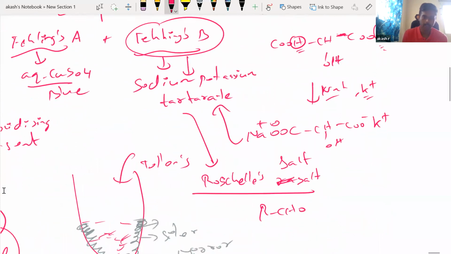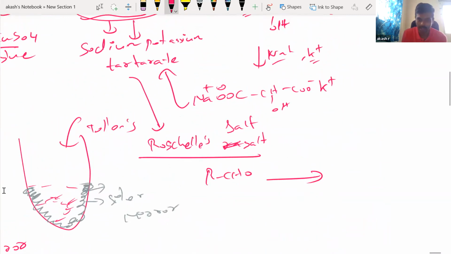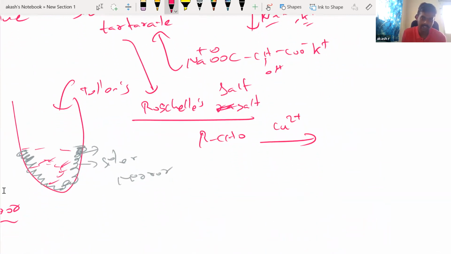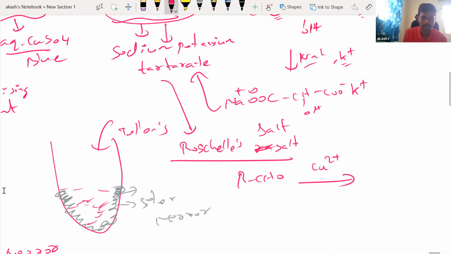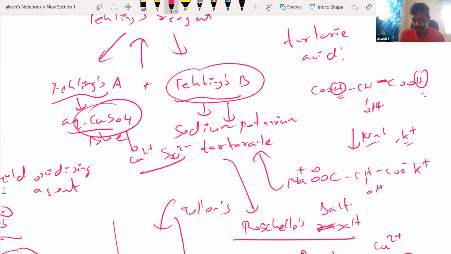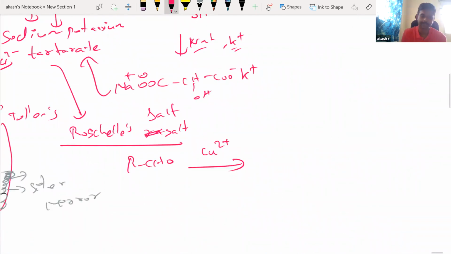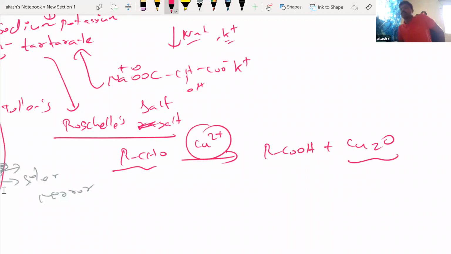Keeping that in mind, moving on. When we have RCHO, they will not write Fehling's reagent here. All they will write is Cu2+ ions, because we have copper sulfate, so we are going to have Cu2+ and SO4 2- present. This Cu2+ is going to be there. We know the aldehyde is going to get oxidized, and this Cu2+ is going to get reduced to form Cu2O. You can understand that here copper is going to be in the +1 oxidation state. This is actually reduced.